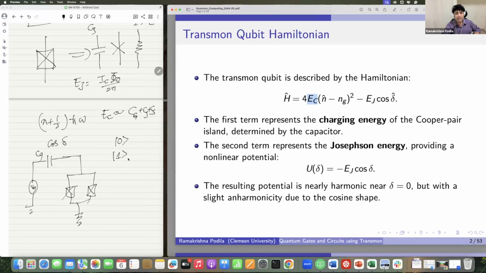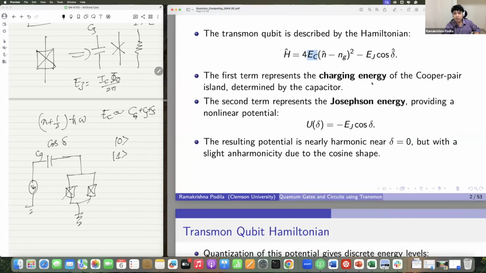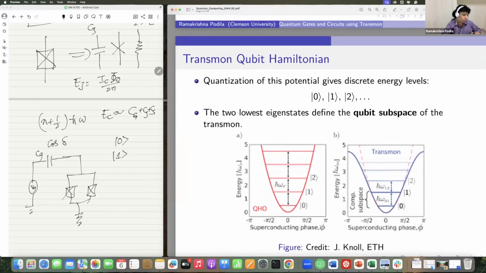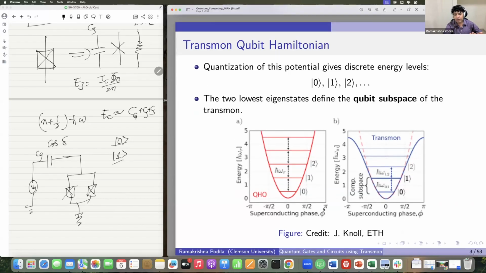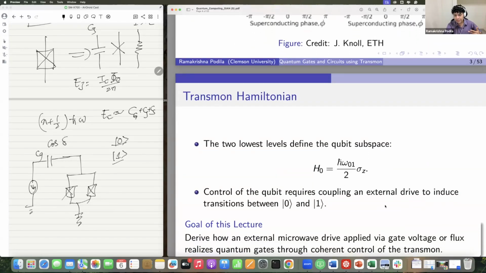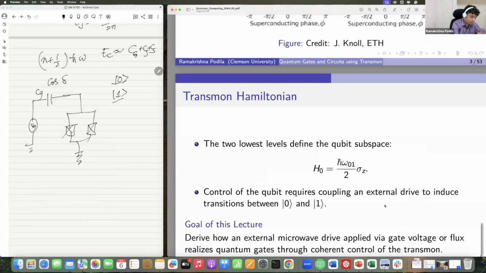By adding these capacitances, I can control the ratio between EJ and EC such that I can get only these two energy levels. All the other energy levels become inaccessible, and I'm accessing only these two. So we don't need to consider the entire Hamiltonian because we are not worried about energy levels above 0 and 1. So we rewrite the Hamiltonian just for the lowest two levels as H naught is equal to h bar omega 01 by 2 sigma z.